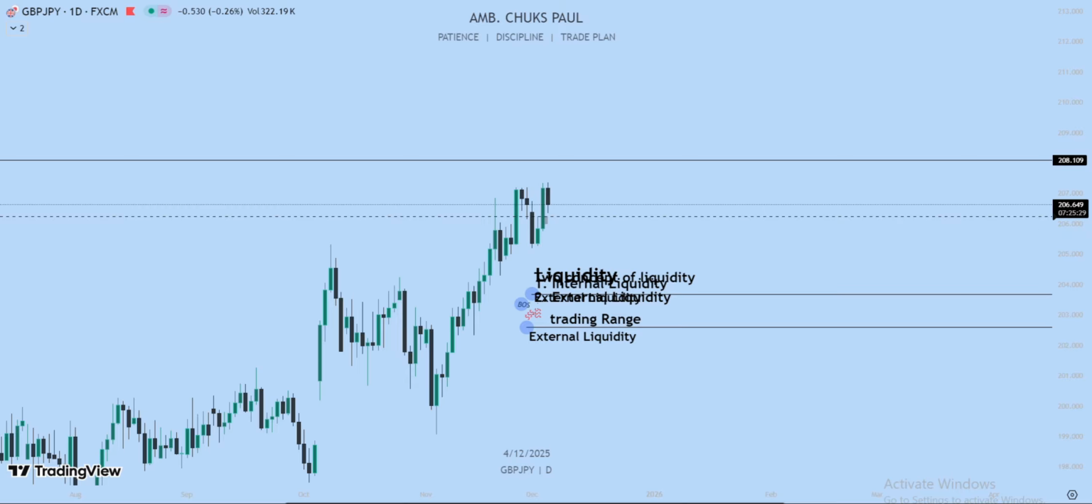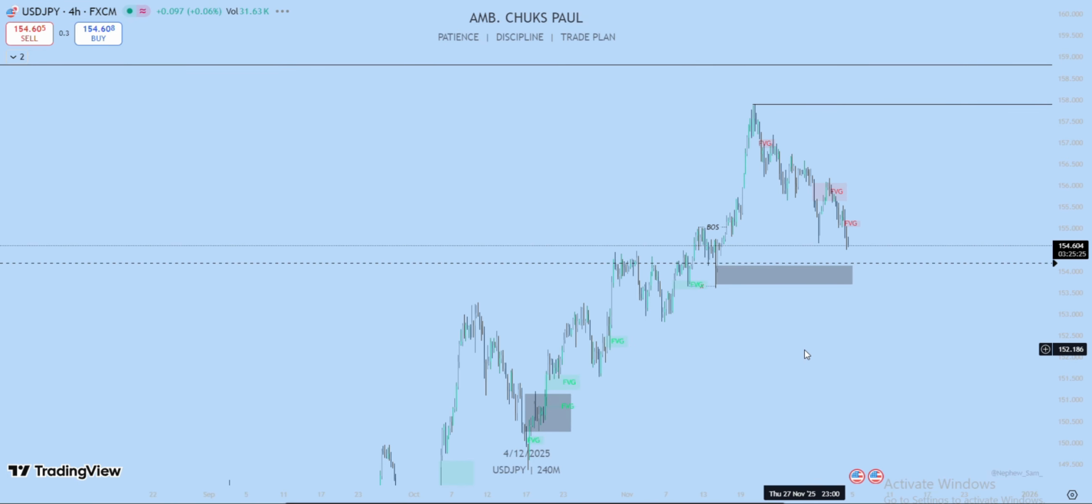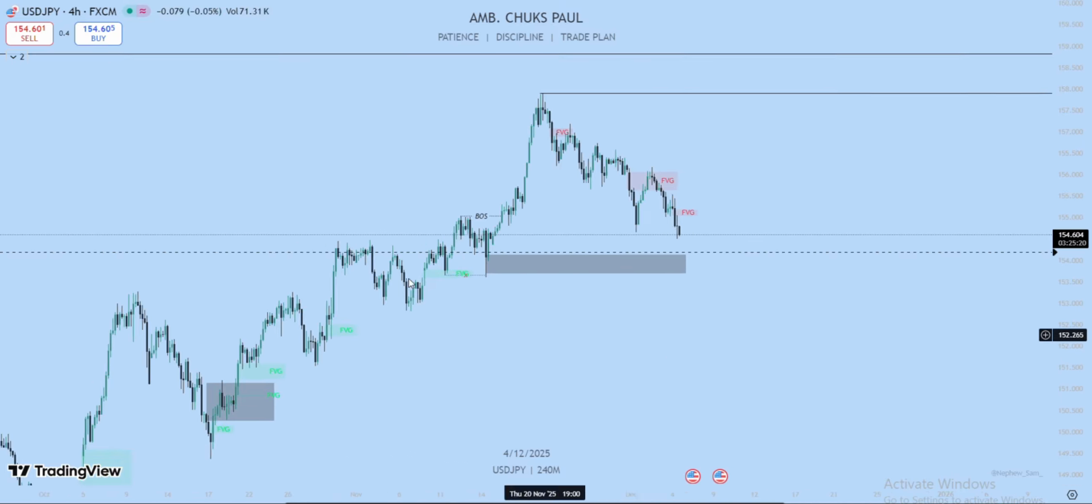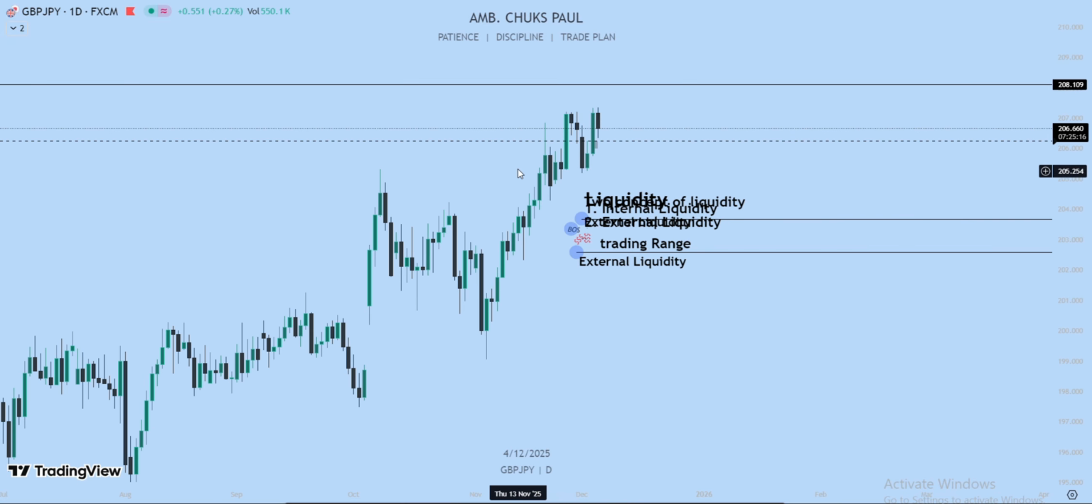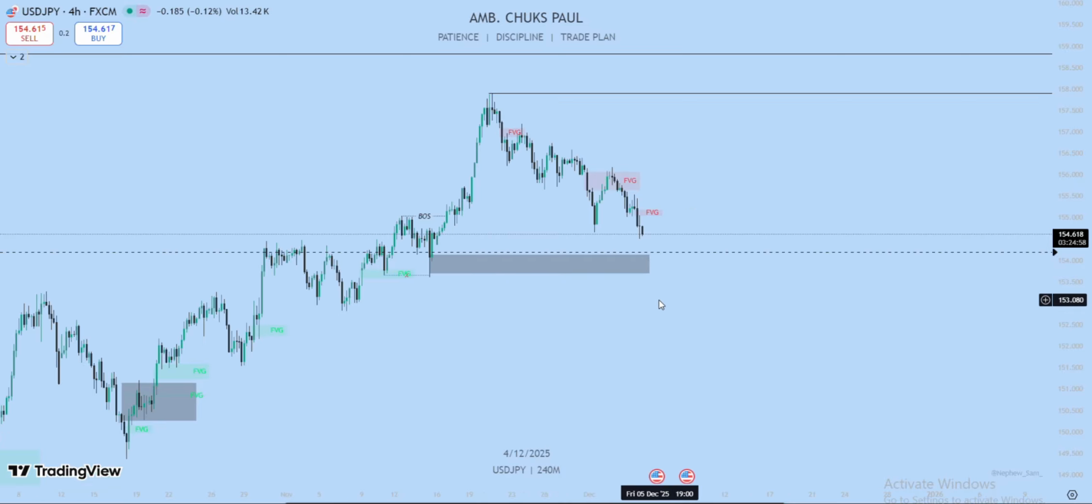Or maybe I should use another pair. Let me not make it look so confusing. All right, so let's use this one. This is another pair, this is Euro JPY. Here GBP JPY, you can see how the structure is looking, just pushing up, right? So it might not really give that clear picture of what I want to explain for now. So let's use USD JPY. So this is USD JPY, right?